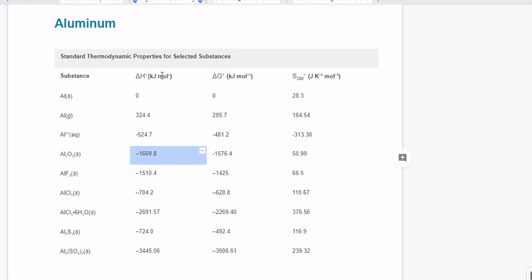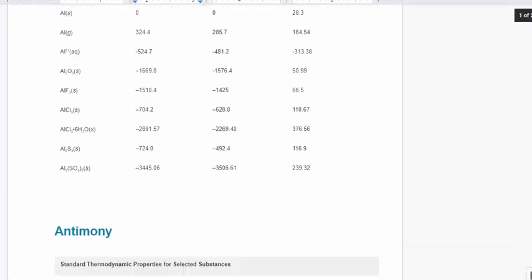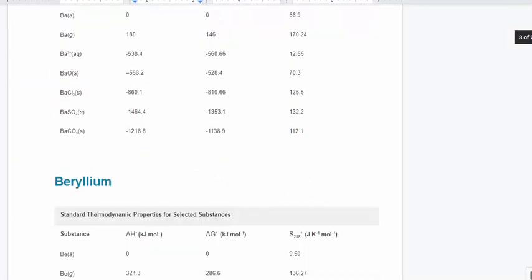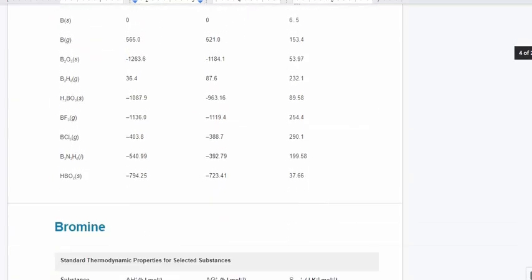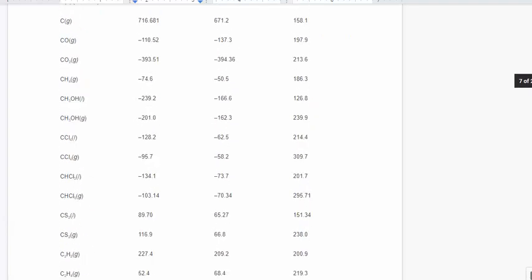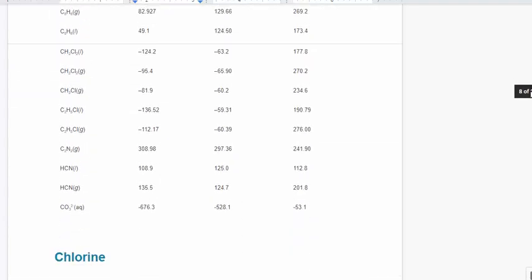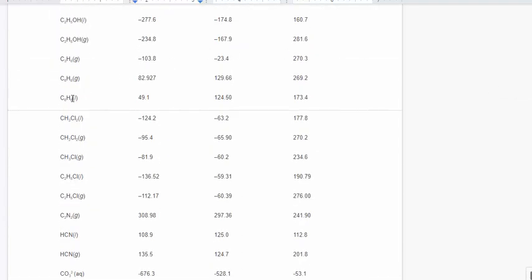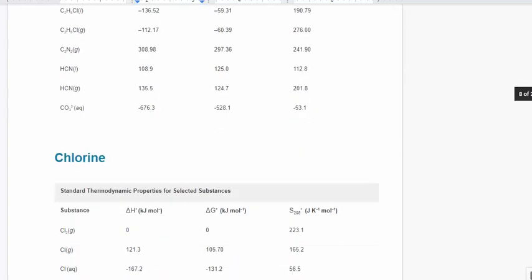Your substances on this particular document are laid out in alphabetical order of the primary atom. You see carbon has an awful lot because there are some organic substances in here. For example, C6H6, which I don't necessarily expect you to know what that is, but you should be able to find it by the chemical formula. That is benzene. Benzene has a delta H of 49.1. It is a positive value. So the heat of formation of benzene is 49.1 kilojoules per mole.